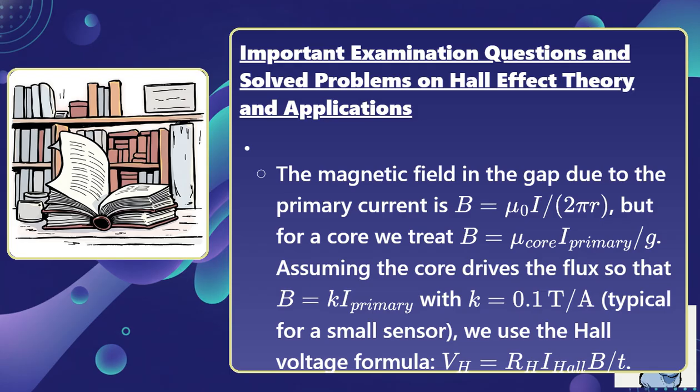The magnetic field in the gap due to the primary current is B equals mu naught I over 2 pi r. But for a core, we treat B equals mu core I primary over gap. Assuming the core drives the flux so that B equals K I primary with K equals 0.1 Tesla per ampere, typical for a small sensor, we use the Hall voltage formula. V sub H equals R sub H I Hall B divided by T. Here I Hall equals 5 milliamps. T equals 0.5 millimeters, which is 5 times 10 to the minus 4 meters.